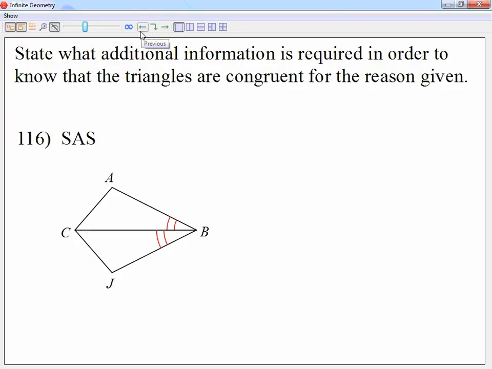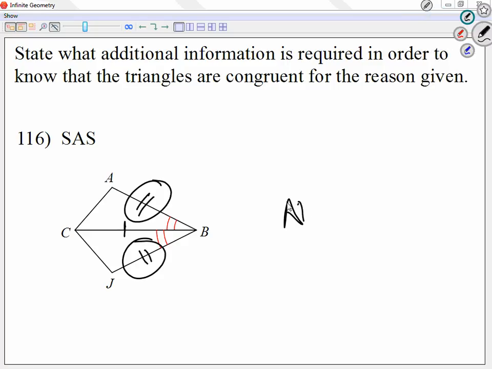Any questions? Is 116 okay? Okay, so I see that angle on each of them. I can legally mark that side in between them. I want this to be side angle side. So what am I missing? A side. In this case, it would be this side and this other side. So we're going to say AB is congruent to JB.